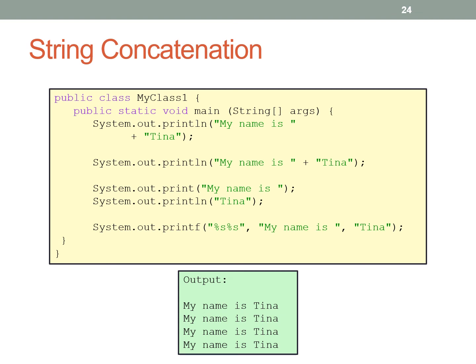This code here shows the different ways to display the same sentence. System.out.println("my name is " and on the next line, plus "Tina") is valid. System.out.println("my name is " plus "Tina") on the same line is also valid. We can separate them into 2 print statements: System.out.print("my name is "), then System.out.println or print("Tina"). We can also use printf: System.out.printf("%s", the first item is "my name is" and the second item is "Tina").